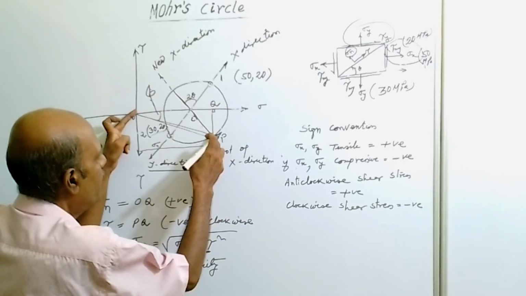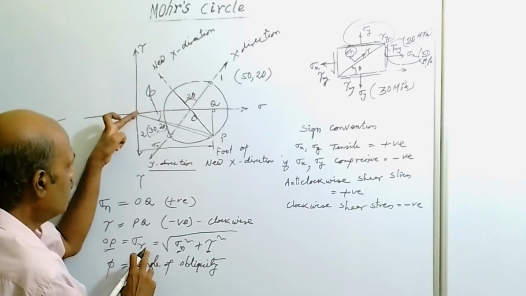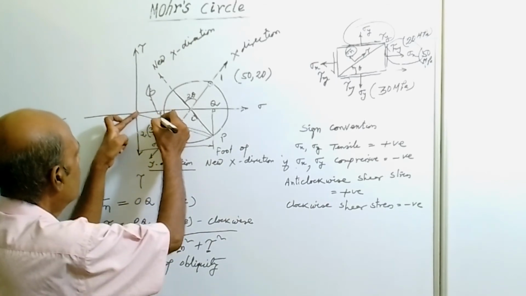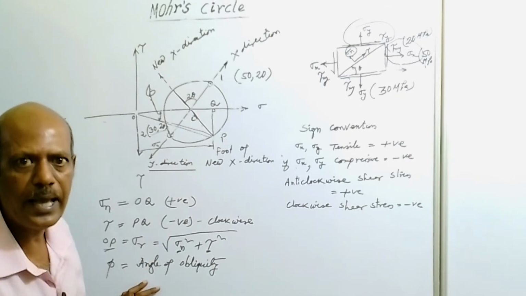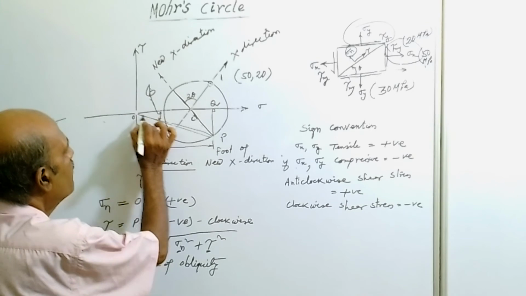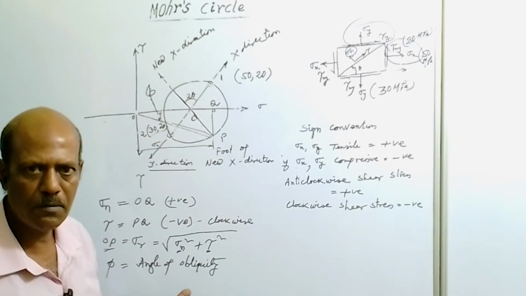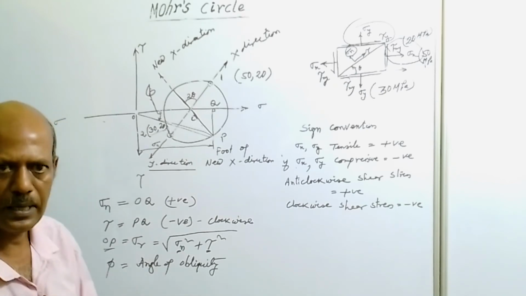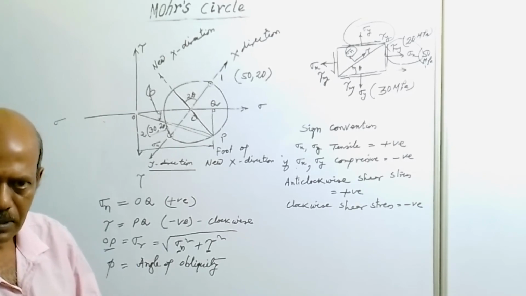Join OP or measure the OP distance, that will give you the sigma r value, and this angle is called the angle of obliquity. What is the angle of obliquity? It is the angle made by the resultant stress with the sigma axis. It's called the angle of obliquity. So I hope this will clear your idea regarding the construction of the Mohr circle.